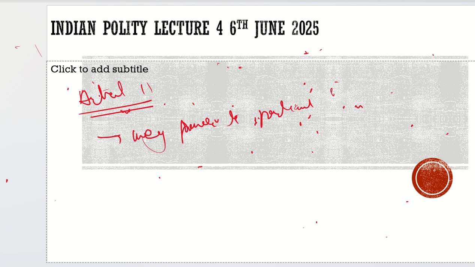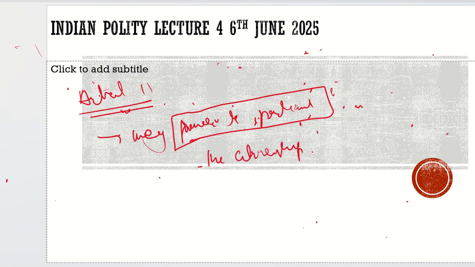What does the article say? Article 11 says it is the power of the Parliament to make any law related to citizenship. You can regulate any law. So keeping this in mind, the Parliament came up with the law, the Citizenship Act of 1955.